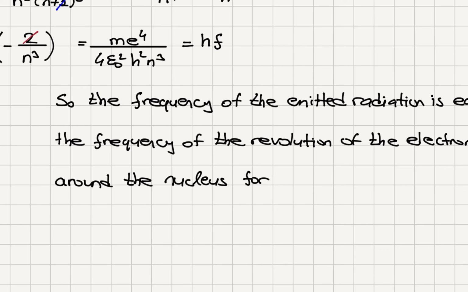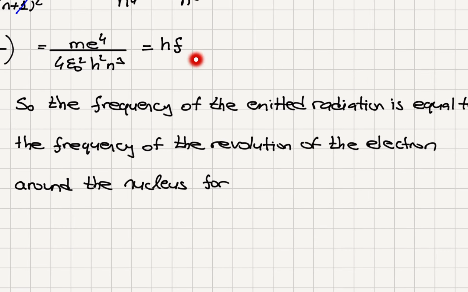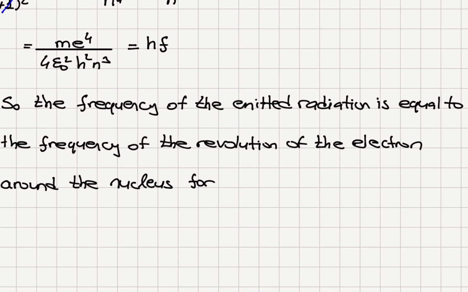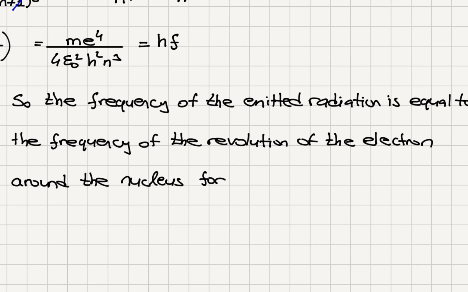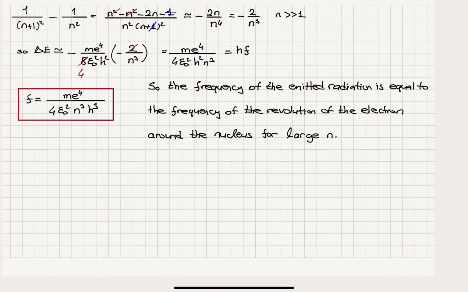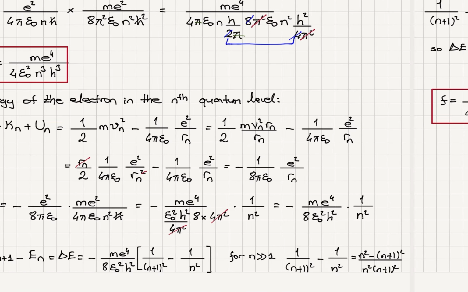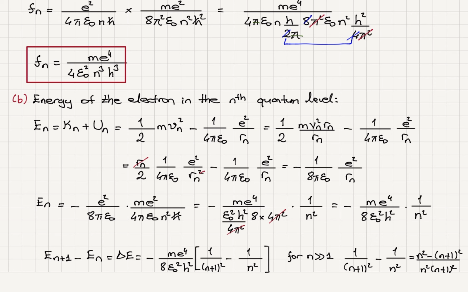So we find that the frequency of the emitted radiation corresponding to the energy difference between the two levels for the relaxation of the electron is equal to the frequency of the revolution of the electron around the nucleus. And for which n values is this correct? For large n values, the classical result is reproduced. So Bohr's correspondence principle applies.